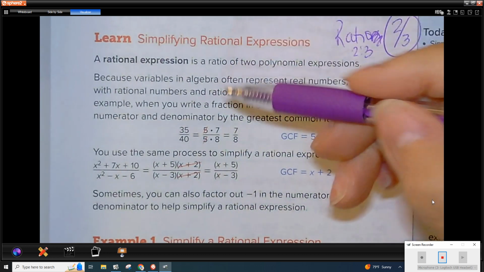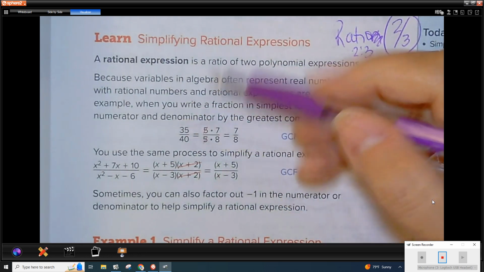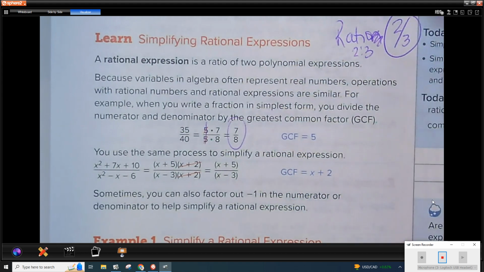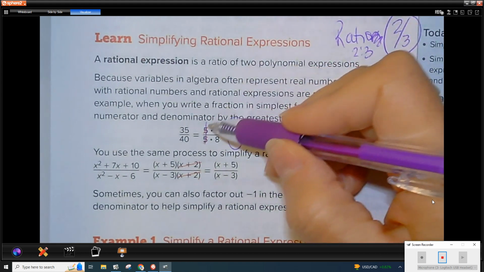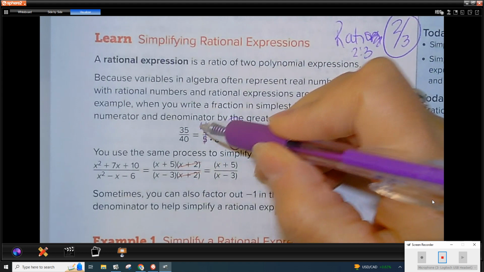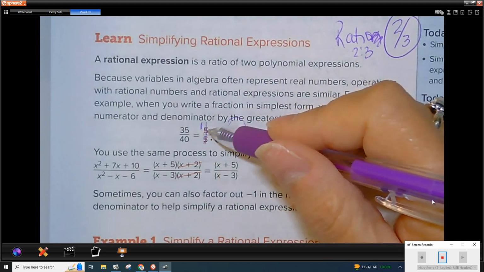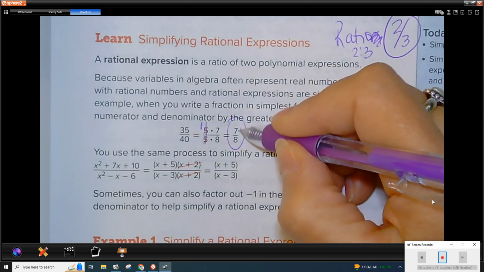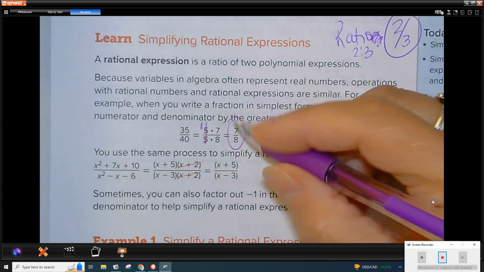Here it shows 35 and 40. When you reduce it, 5 is in both, so you could cross that out and it reduces to 7 over 8. Now 5 over 5 reduces to 1, never 0. It divides by 1. So there's always a 1 there that's multiplied that we don't always write. So if everything cancels, you're always left with a 1.